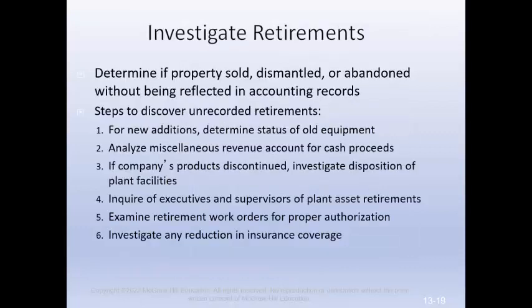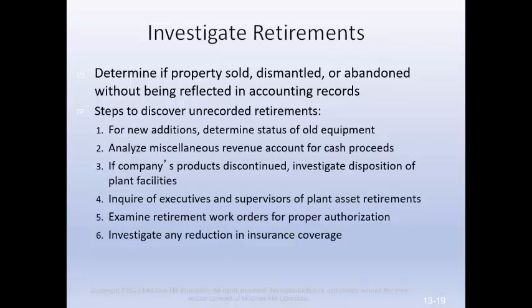The principal purpose of the procedure of investigating retirements is to determine whether any property has been replaced, sold, dismantled, or abandoned without such actions being reflected in the accounting records. The steps an auditor can take to discover unrecorded retirements include investigating whether old equipment was traded in or replaced by new units. The auditor can also analyze a miscellaneous revenue account to locate any cash proceeds from the sale of plant assets.